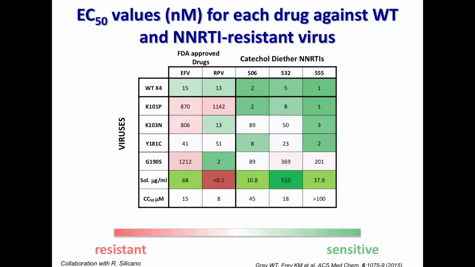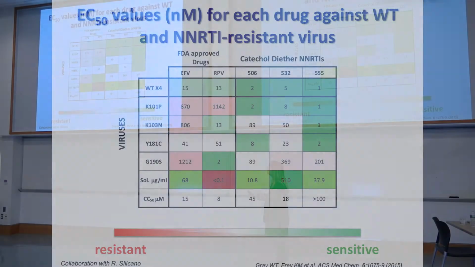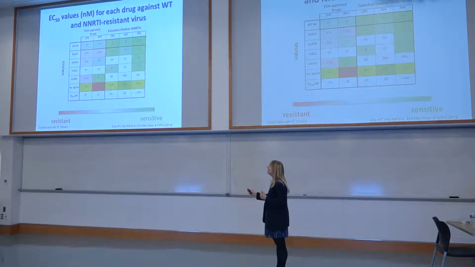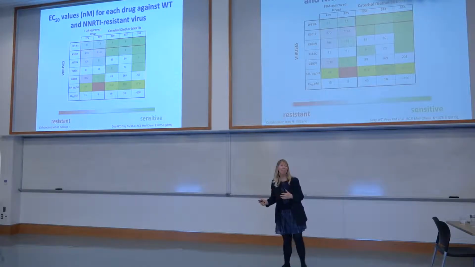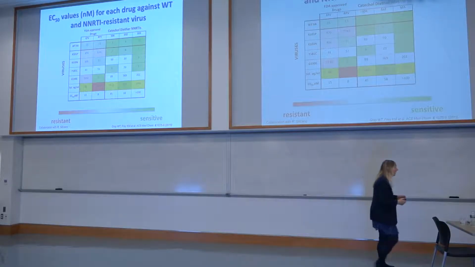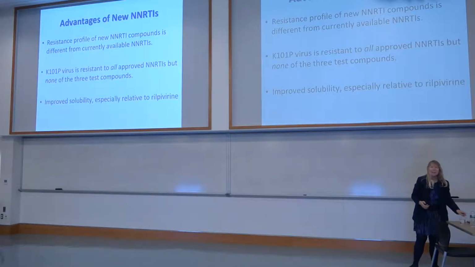These are just some of the examples, and these are two of the most potent, 506 and 555. You see that they have not only very nice properties in terms of their potency and their drug resistance profile, but also in terms of solubility. This is ropivrin that I mentioned that's very insoluble, and so they have really very nice properties. So we really wanted to think about moving forward with this class of compounds.